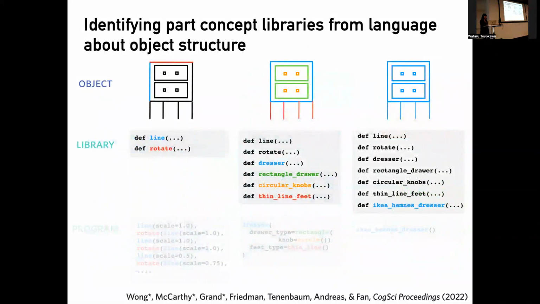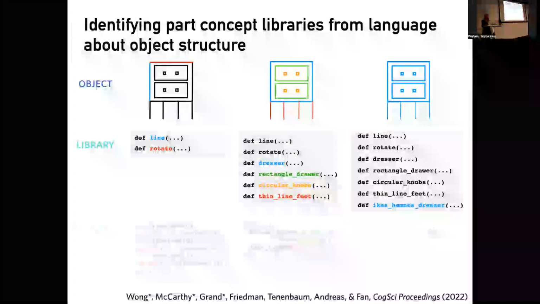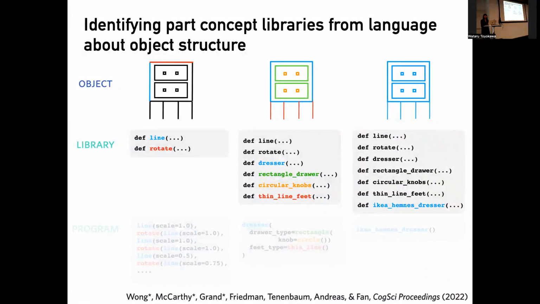So to show you what I mean, consider this simplified 2D rendering of the dresser. Here are 3 different part libraries that could in principle be used to represent it. From the most compact on the left with just 2 functions to draw lines and rotate those lines, to the most comprehensive library on the right with those 2 base functions for drawing lines and rotating them, as well as more complex functions like ones that can draw an entire dresser with knobs, and even a function that can be used to draw this specific object in one fell swoop, like the IKEA Hemnes dresser.